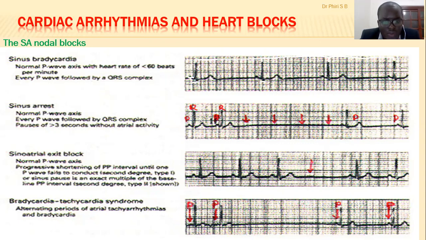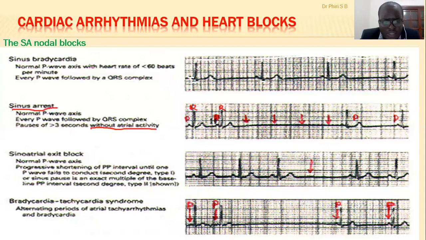So you can see there are normal P wave axes. Then every P wave is followed by a QRS complex. Then there are pauses of 3 or greater than 3 seconds without atrial activity. So you can see here without atrial activity, hence the name sinus arrest.